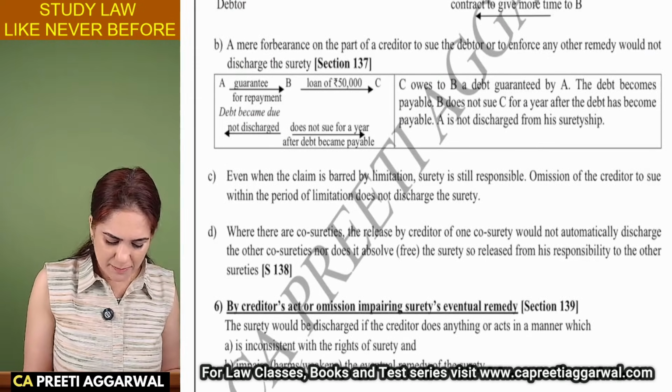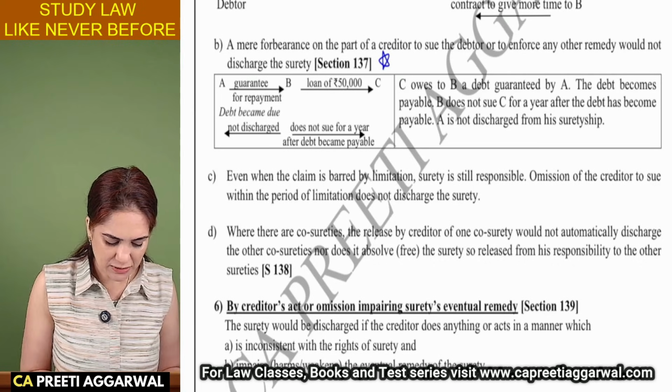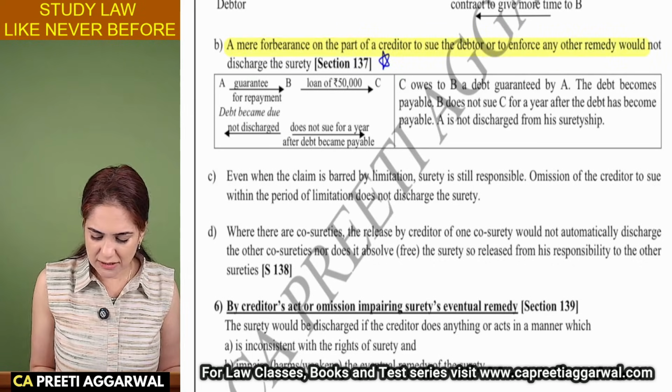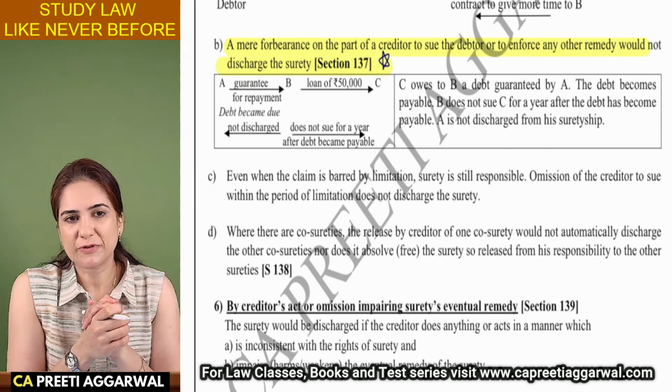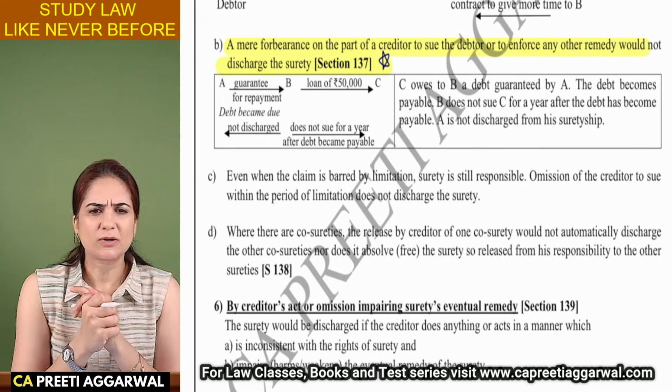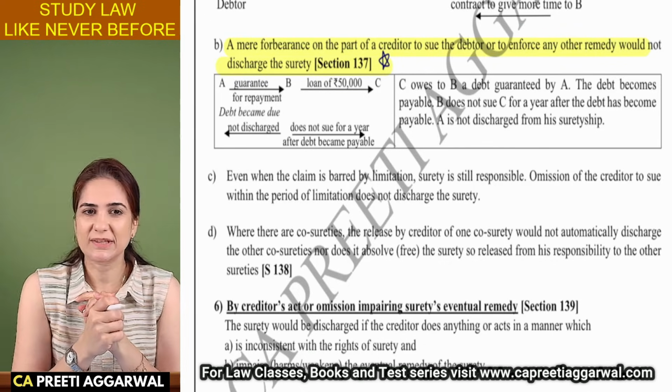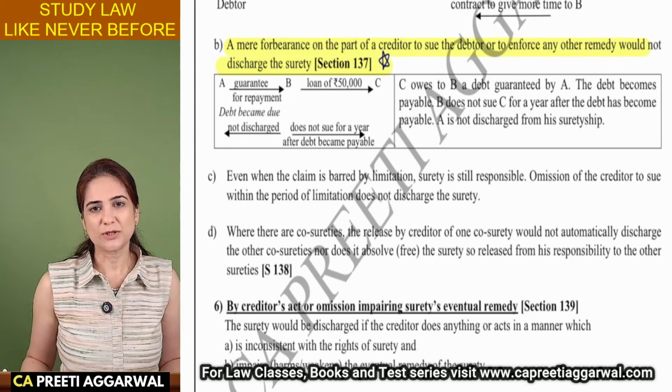This is also very important for exam. Section 137. You need to learn this sentence by heart. Mere forbearance on the part of creditor to sue the debtor or to enforce any other remedy against the debtor will not discharge the surety.